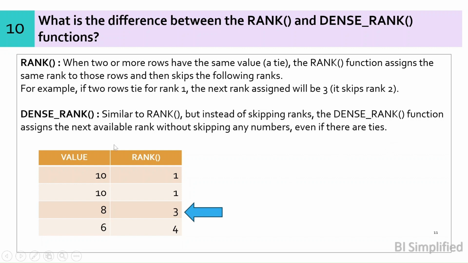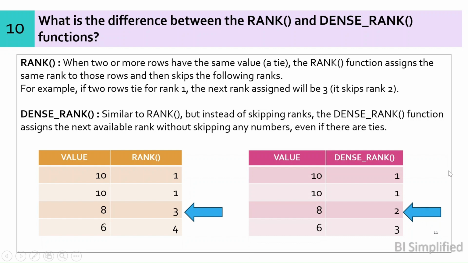Dense rank is also similar to the rank function, but instead of skipping ranks, the dense rank function assigns the next available rank without skipping any numbers, even if there are ties. So for example, if you see here, for dense rank, for the first and second records the value is 10. So it is assigning the same rank to both rows, but the second highest value is 8. For 8, dense rank is not skipping the rank, it is assigning 2. So this is the major difference between rank and dense rank functions, where you can see rank is skipping the following rank, but dense rank is not skipping the following rank.